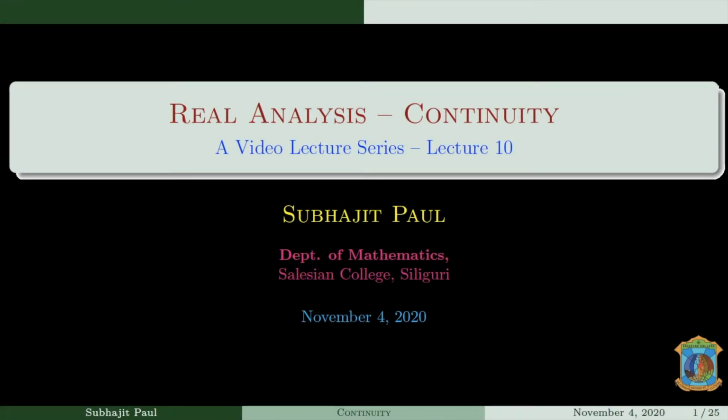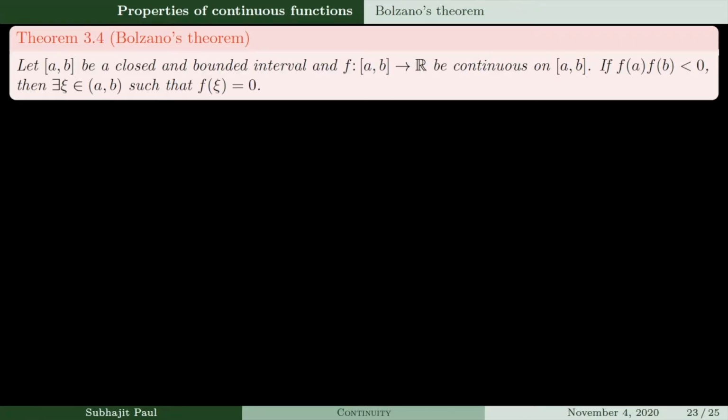This is the 10th lecture on continuity. Today, we will see one of the most important properties of a continuous function defined over a closed and bounded interval. It says that if a continuous function is positive at a point and negative at another point, then the function must be zero at some point in between.